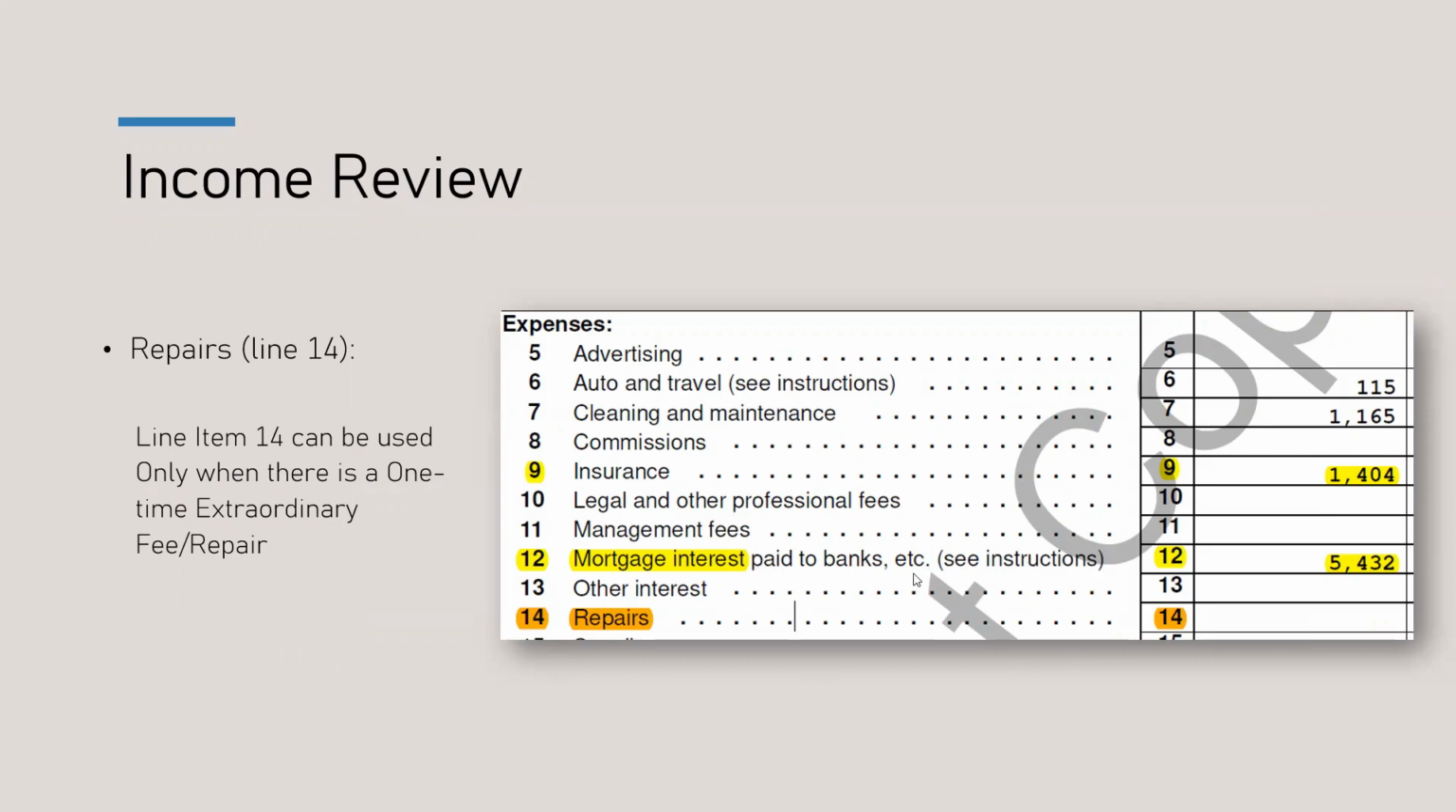So you do want to make sure that if you're seeing a large amount here, I mean, I've seen different amounts. It can be anywhere from $1,500, $2,000, $3,000. But if you're seeing very large amounts here that is not consistent within their taxes, make sure you guys are asking, because you can actually give that one-time extraordinary fee back.